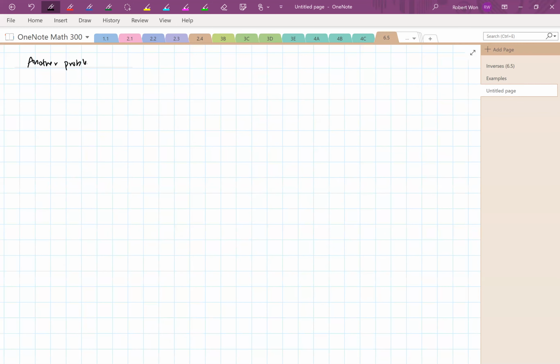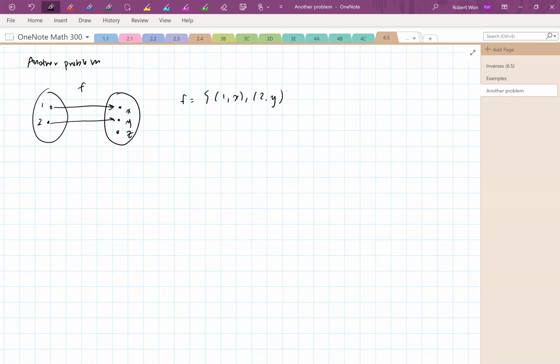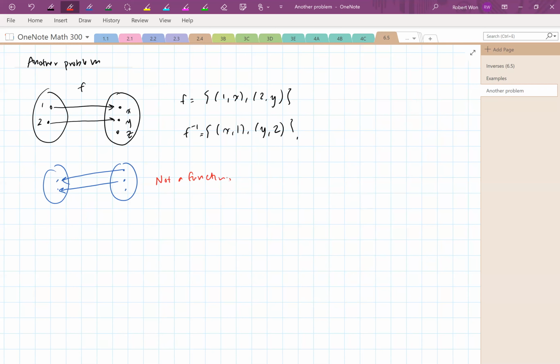But we could have also another problem. If I make my function injective, here's an injective function, F. If you think about it as a subset of the Cartesian product, it's just 1 comma x, 2 comma y. So F inverse would be x comma 1, y comma 2. I guess the picture of F inverse would be like this. Just a sketch. But this is also not a function. It's definitely a subset of B cross A, that's for sure.